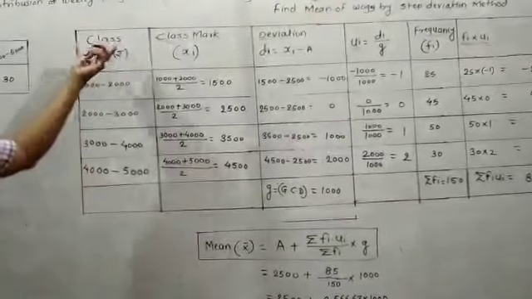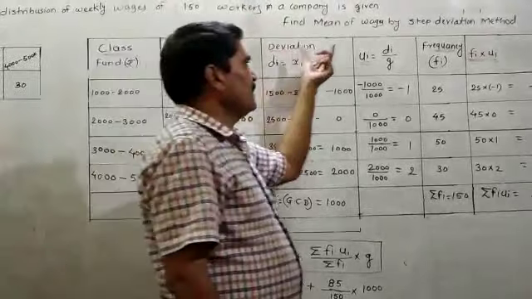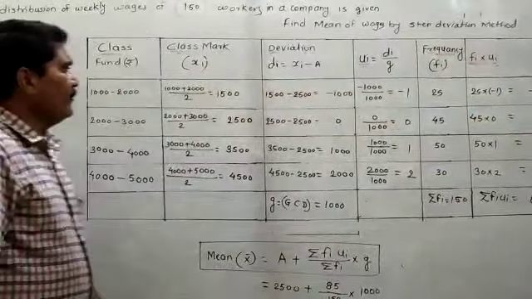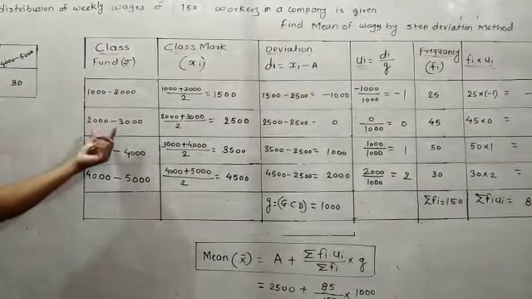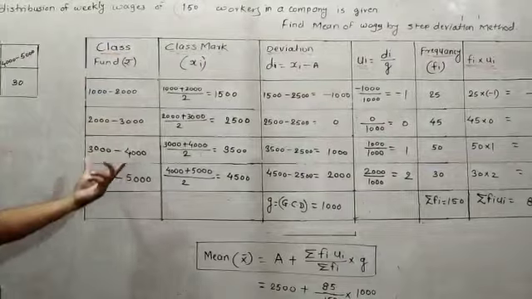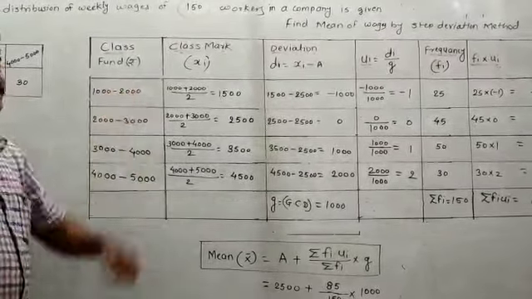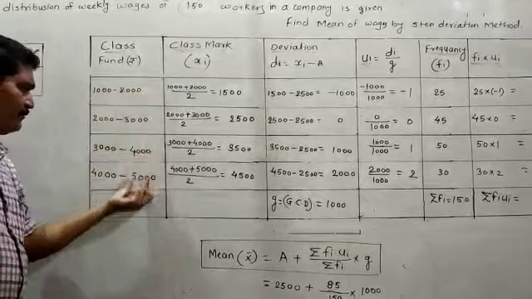For that, you have to prepare a chart like this: class mark, deviation, ui, frequency and fi ui. Then you have to fill in the values properly. These are the classes 1000 to 2000, 2000 to 3000, 3000 to 4000, 4000 to 5000. From the class you have to find the class mark. This is the lower limit of the class, and this one is the upper limit of the class.